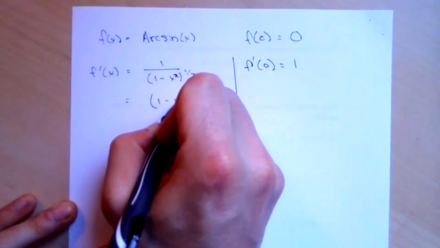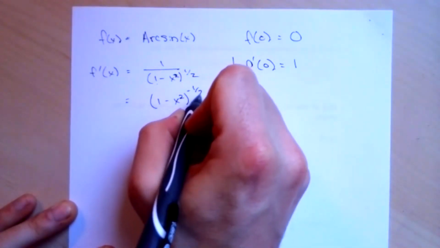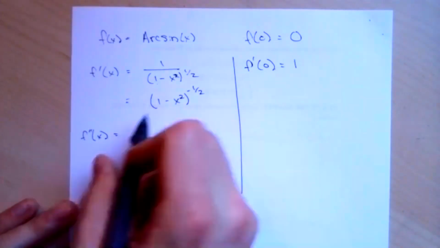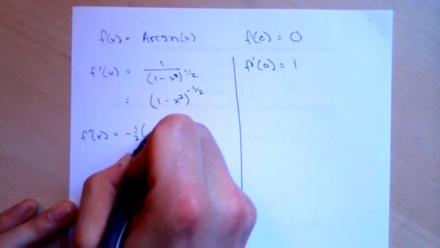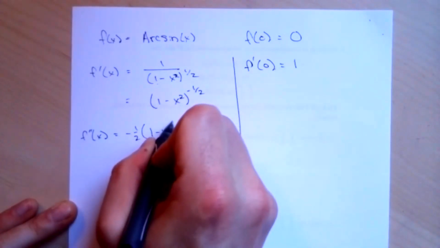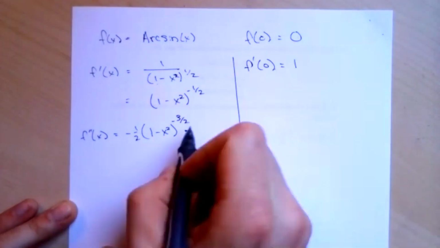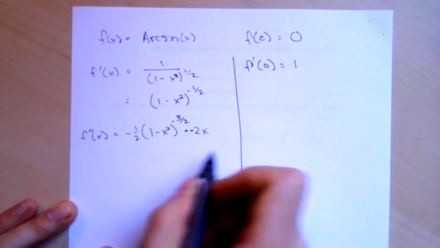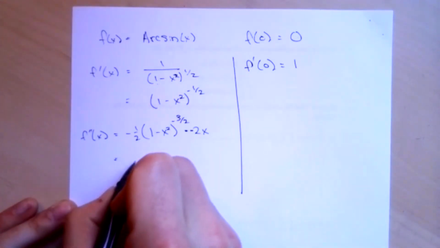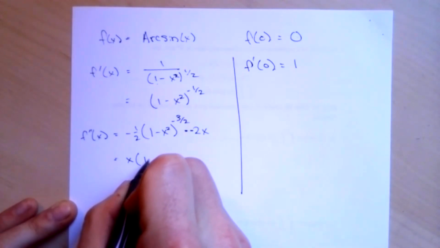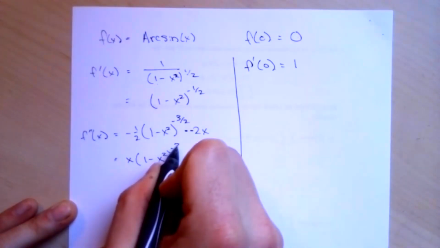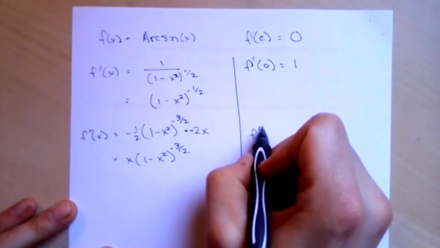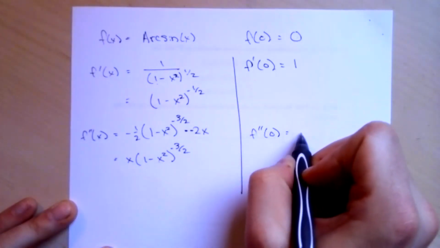It's 1 minus x squared to the minus 1/2. And so our second derivative is going to be minus 1/2, 1 minus x squared to the minus 3/2. But now we've got a product, so times a negative 2x. So that'll give us x times 1 minus x squared to the minus 3/2. Nicely enough, when we plug in 0, f double prime of 0, we're just going to get 0.